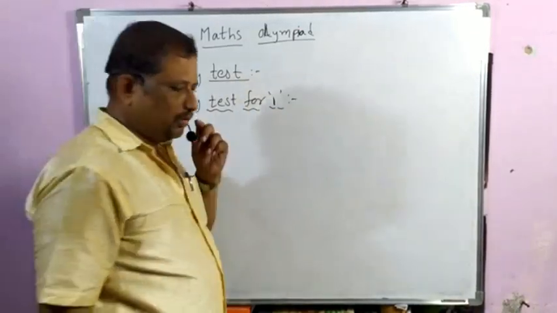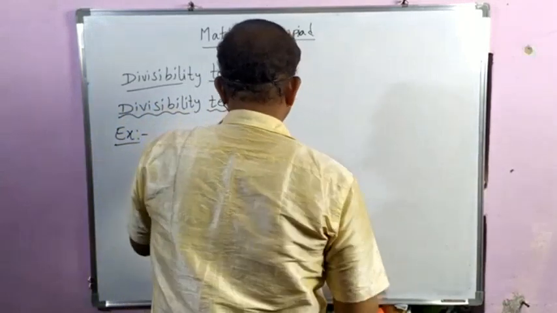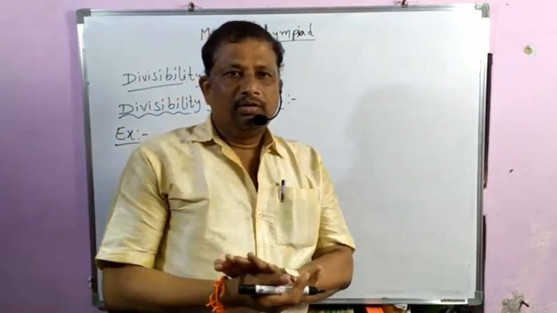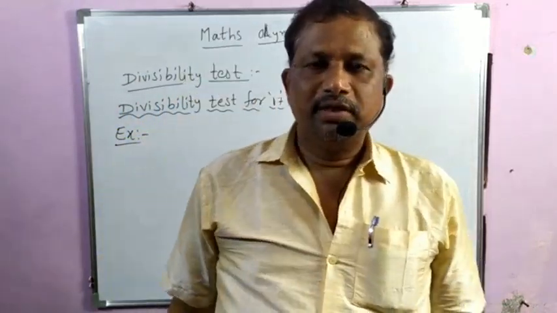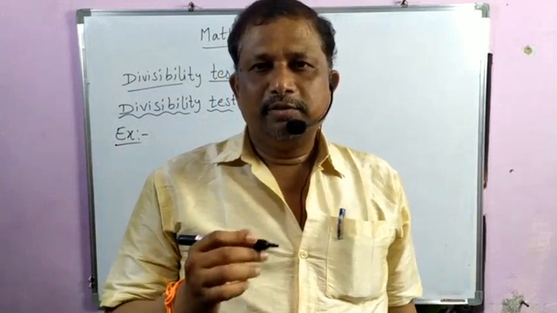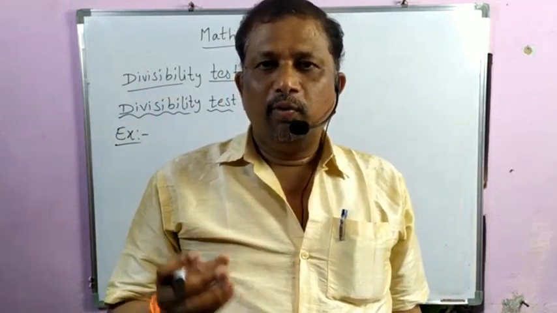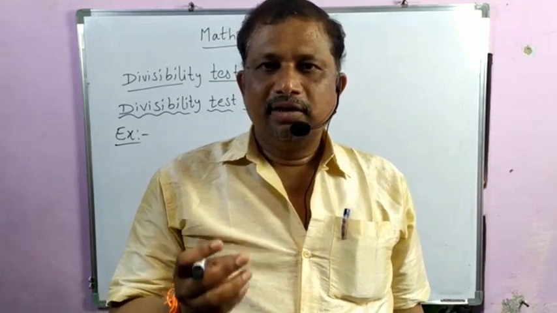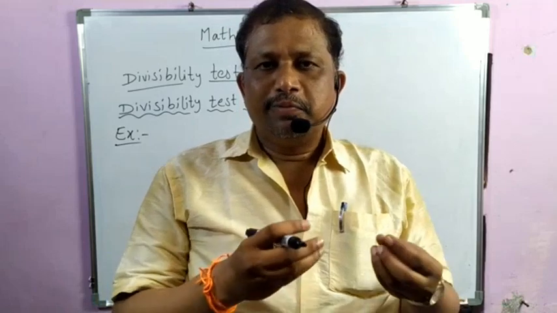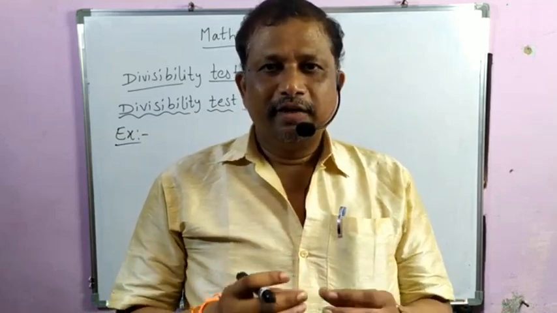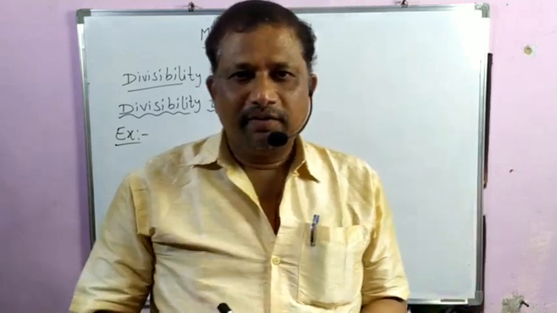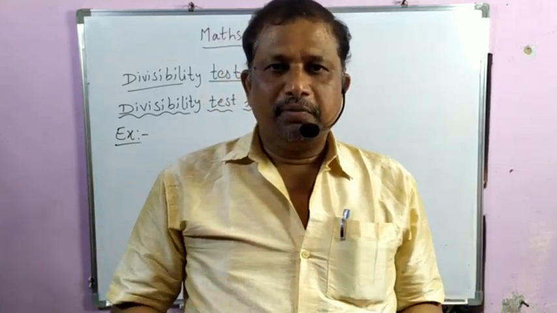Next, divisibility test for 17. What is the divisibility test for 17? The rule: in a given number, the last digit is multiplied by 5, and the product is subtracted from the remaining number. This process is continued until you get a small number that is easy to divide by 17.